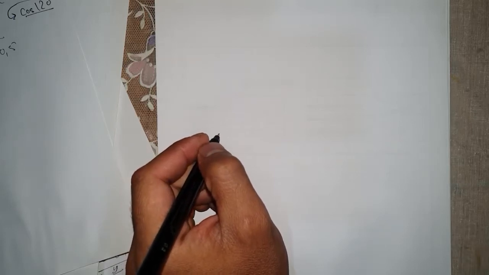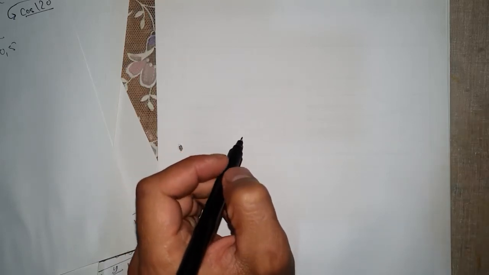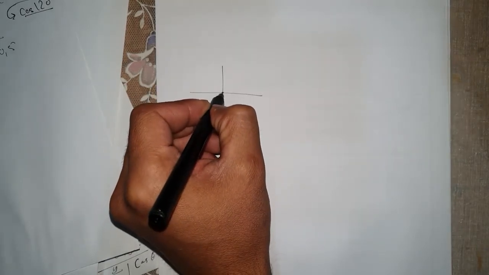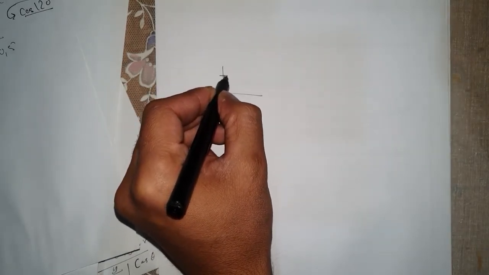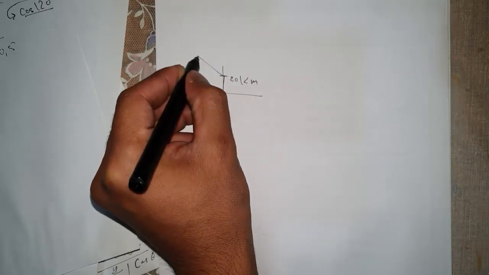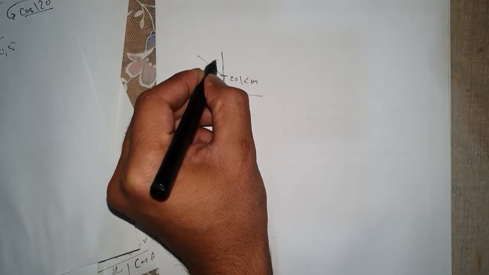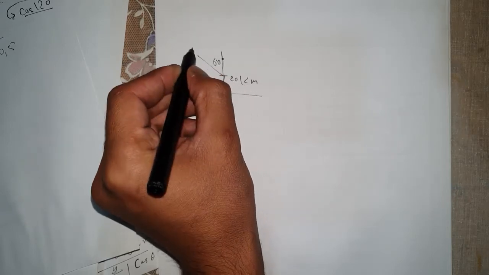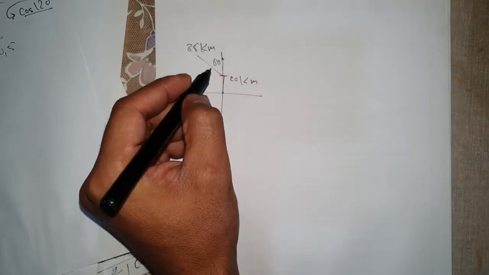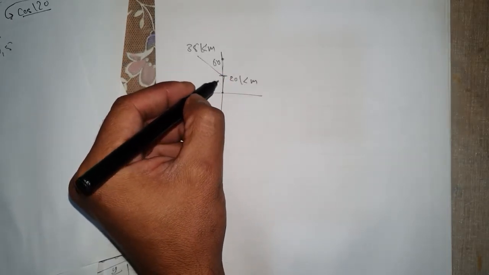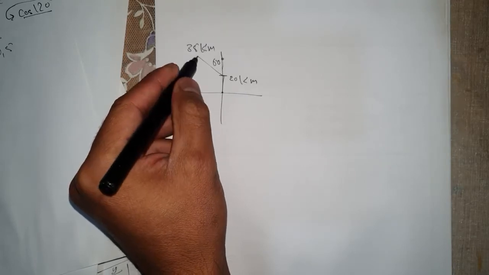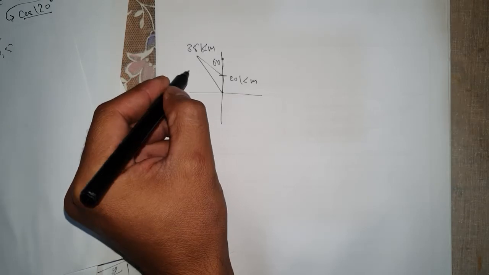In this video we go through some examples. Suppose we have a car going in this direction, then it goes in this direction 20 kilometers and then turns to north 60 degrees for 35 kilometers. We have to find the displacement, meaning from this starting point to the end point.